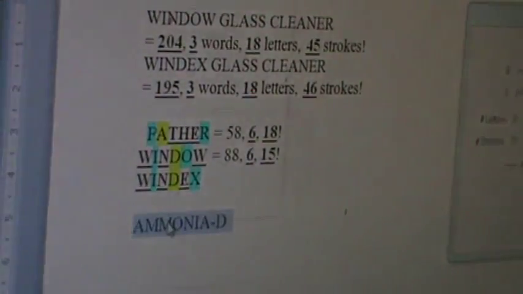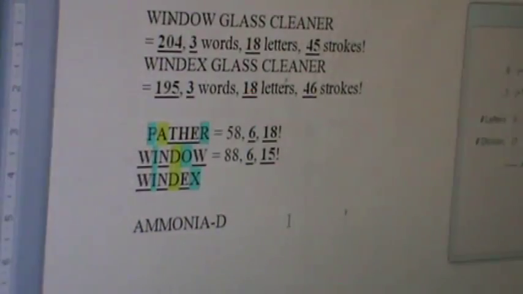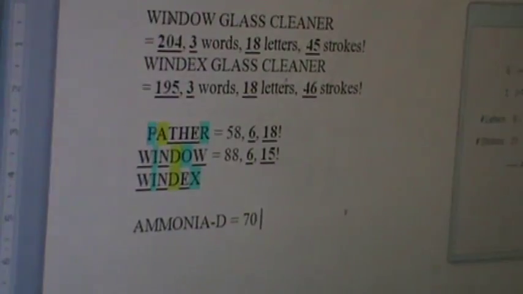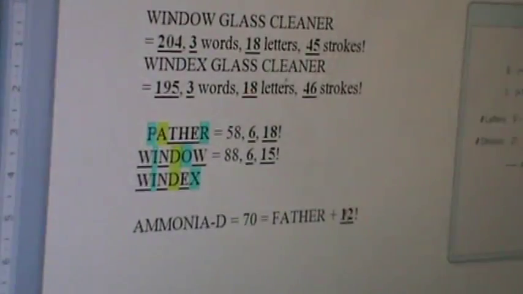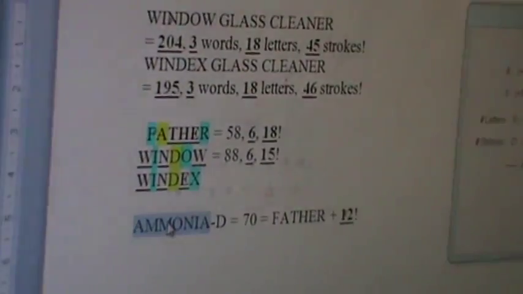What is it? Oh my gosh, it's a multiple of 6, and I knew that was coming. It equals 70, which is plus 12 from father. Okay, father plus 12. Gorgeous. And I was hoping it was going to be an even number, and it was.